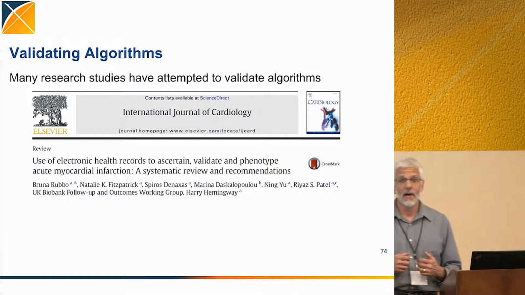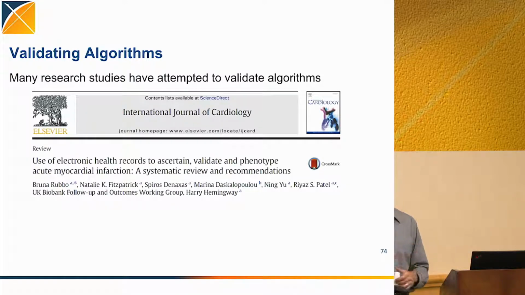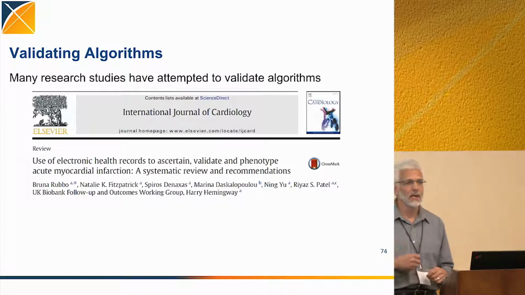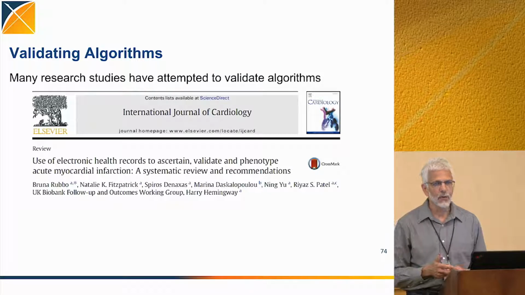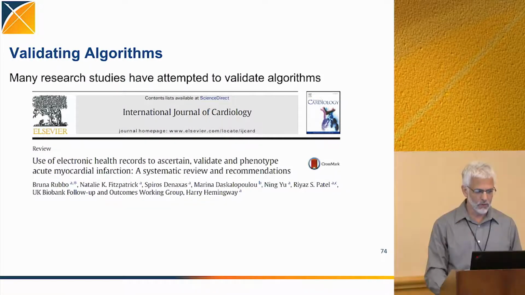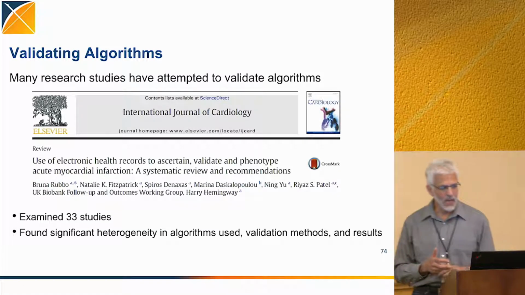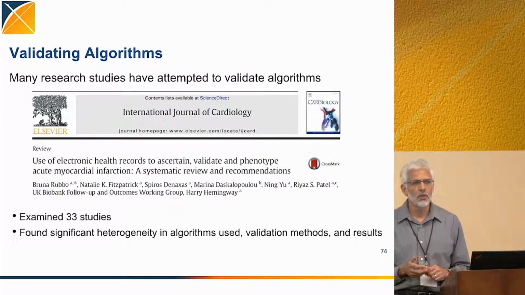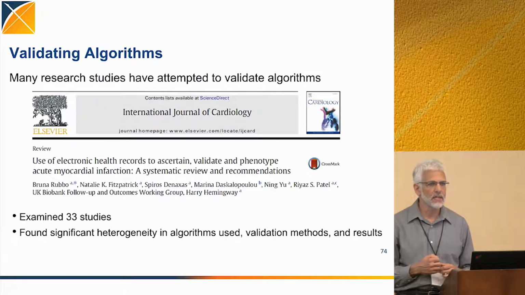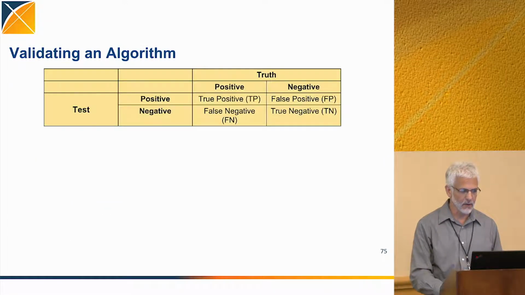Generally, what you do to validate them is look at some sort of clinical review of the patients who you say are in this phenotype. This is a systematic review of myocardial infarction algorithms and the validation that went through it, from Rubbo and company. They looked at 33 different studies. What they found was that there was significant heterogeneity in the algorithms that people used, but also in the validation methods that they used, and particularly we'll see the difference in the results that they found.